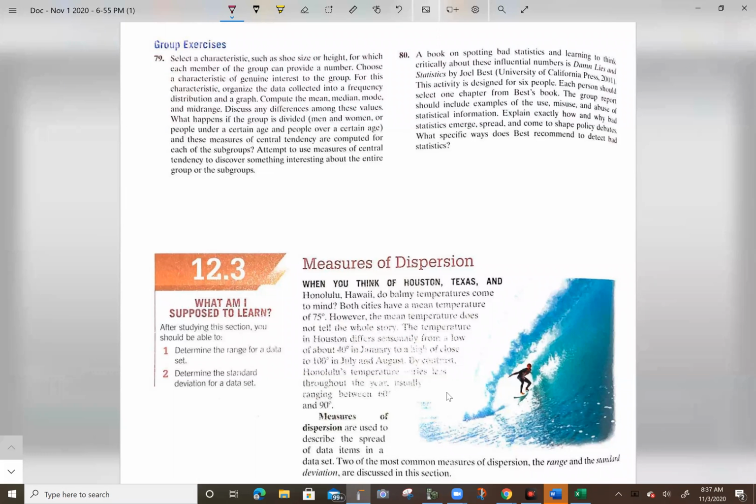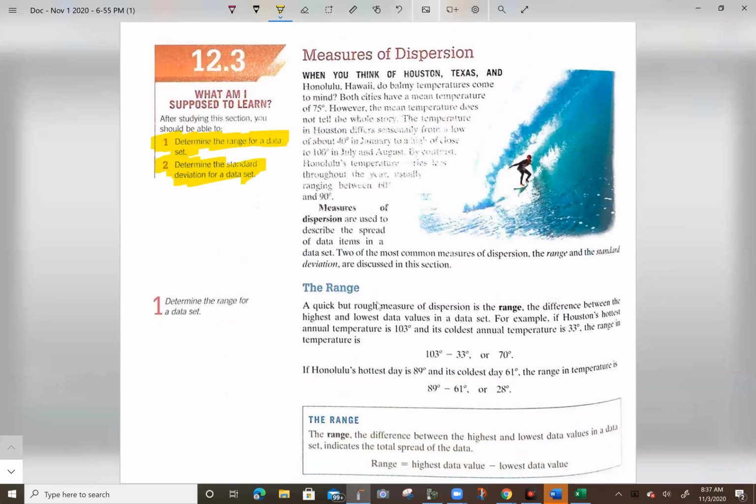Hi, everyone. 12.3, there's two things you need to know. And actually, for the second, I'm just going to make sure you can use the calculator to do it. So, number one, determine the range for a data set. And number two, determine the standard deviation for a data set.